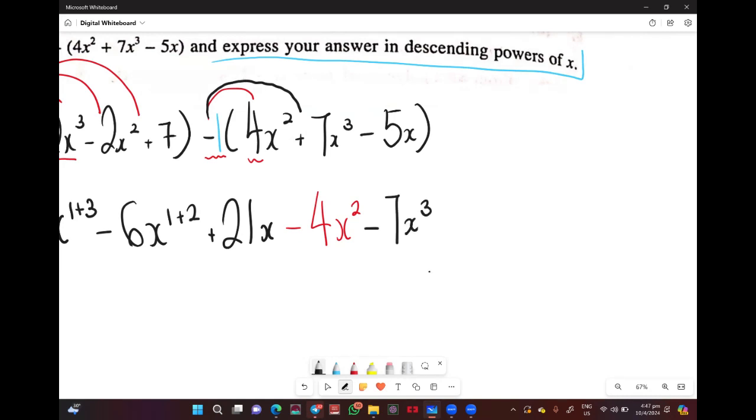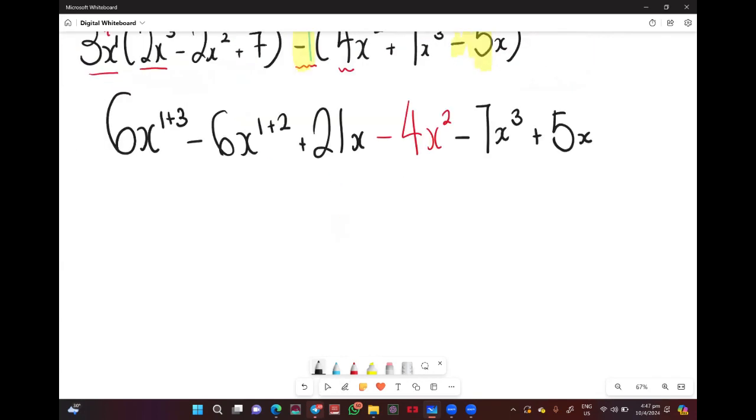Then finally, last but not least, we have negative 1 times negative 5. Same thing. I look at negative 1 first with negative 5. So when I have negative 1 times negative 5, I get positive 5 with an x over there. Okay.